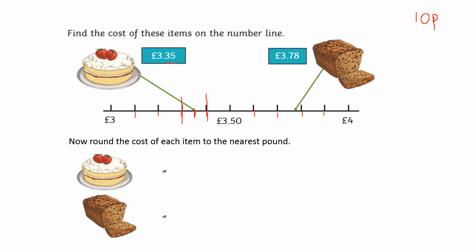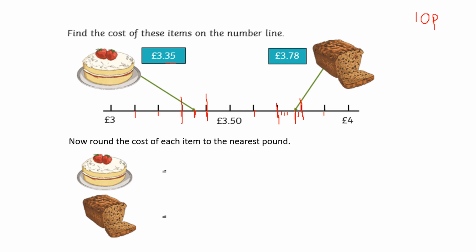And then we have £3.78. So we have 3.50, 3.60, 3.70, and we have 3.80. Now between 3.70 and 3.80, there's 10 little lines over here. You have to visualize them. If you count over here, you can estimate that 3.78 would go over here, and then 3.79 and 3.80.